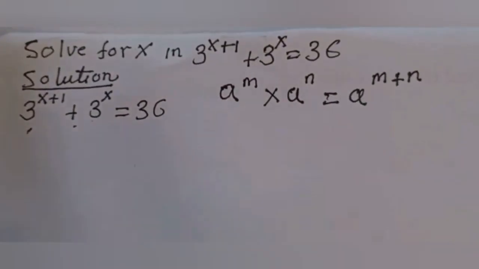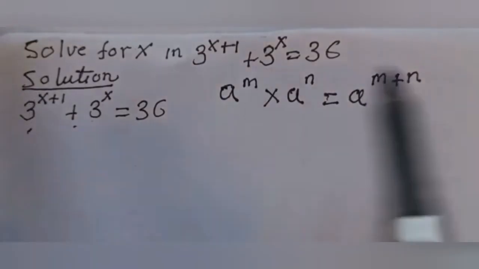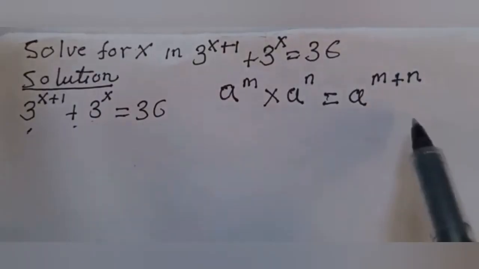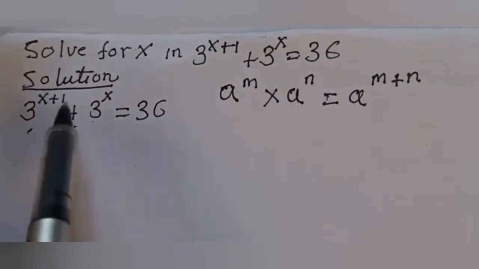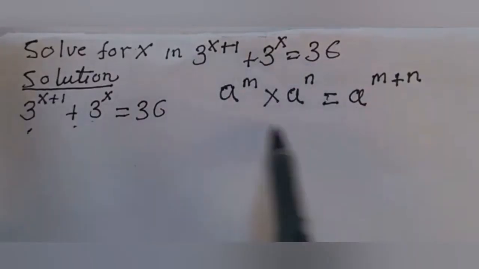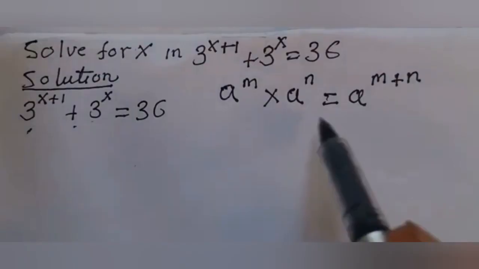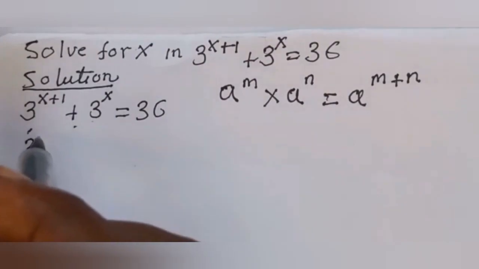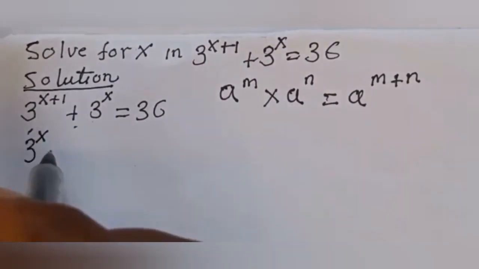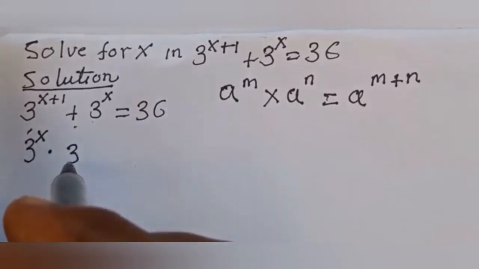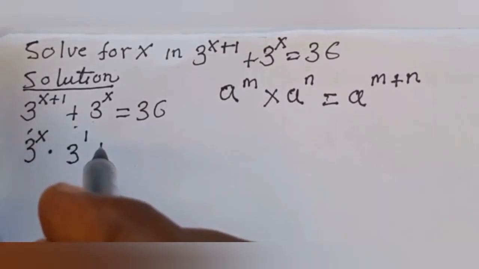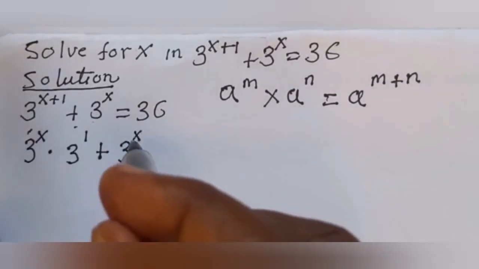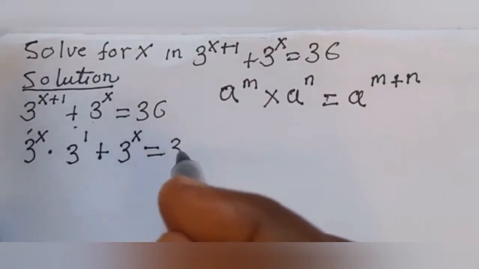As you can see here, this expression resembles this part of the law. So using this law of exponent, the product rule, we want to express this expression in this form. So here we have 3 raised to power x times 3 raised to power 1 plus 3 raised to power x equals 36.